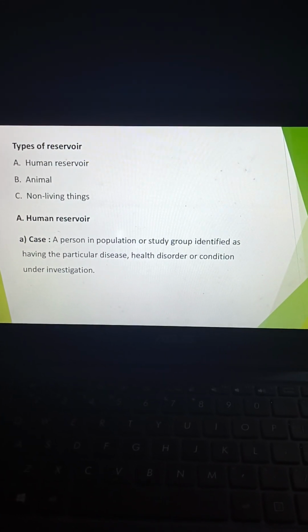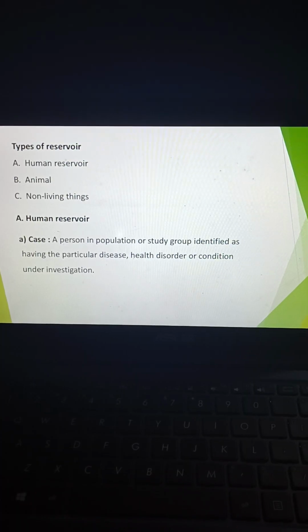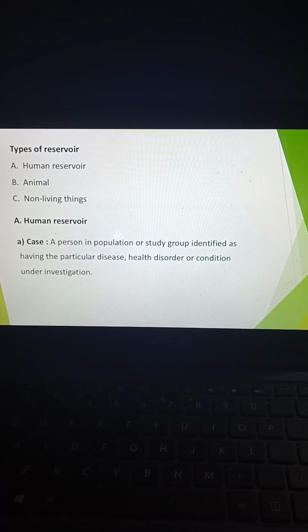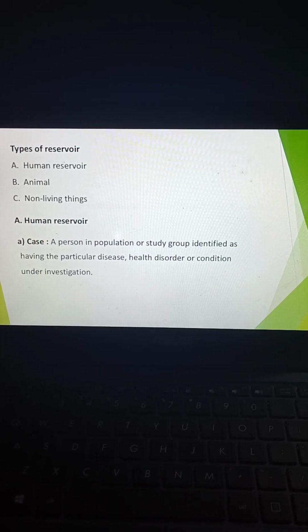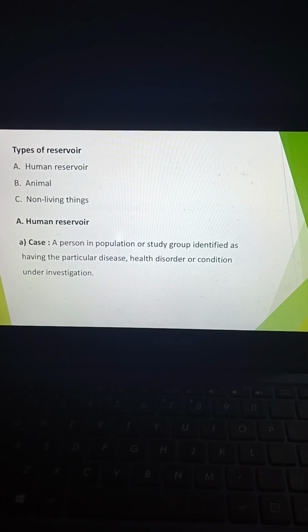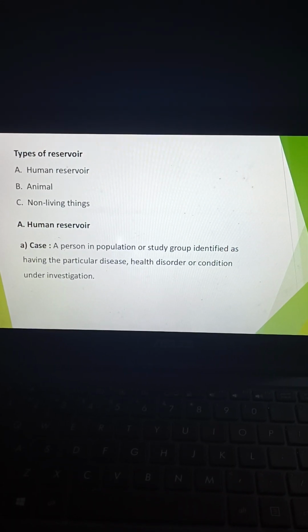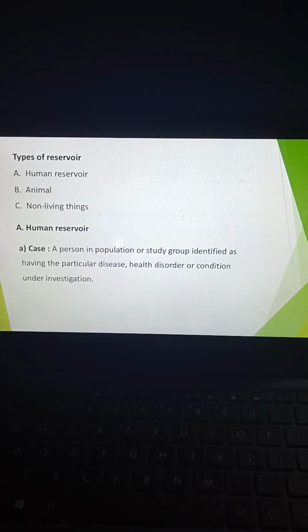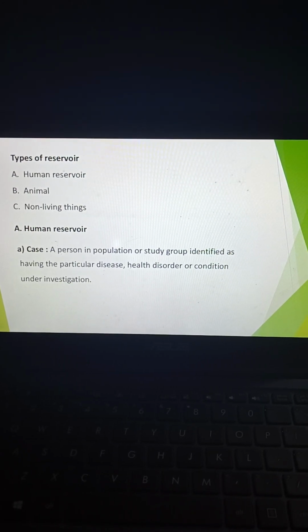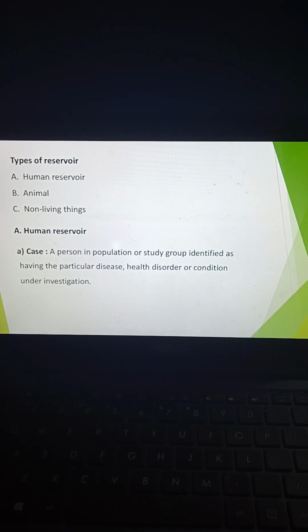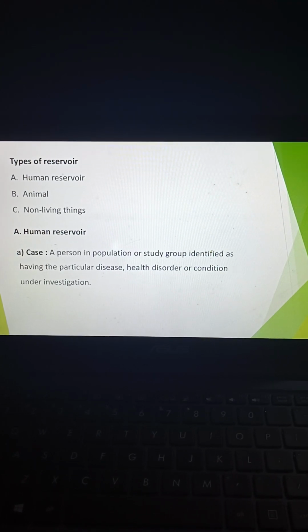Then coming to types of reservoir: human reservoir, animal and non-living things. So, human reservoir. The case is a person in a population or study group identified as having the particular disease, health disorder or condition under investigation.